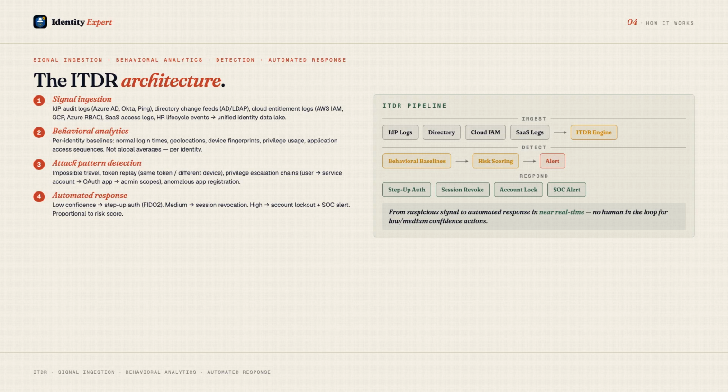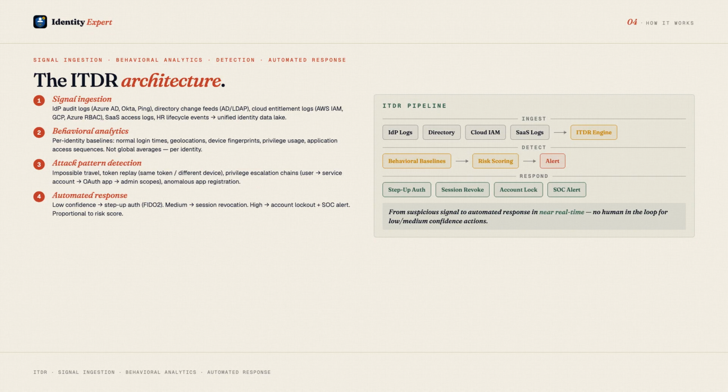When the risk score crosses a threshold, the engine acts. Low confidence, step-up authentication: force the user to re-verify with a phishing-resistant factor like a FIDO2 key. Medium confidence, session revocation: kill all active sessions for the identity and force re-authentication. High confidence, account lockout plus SOC alert: disable the identity, revoke all tokens, and page the security operations team.